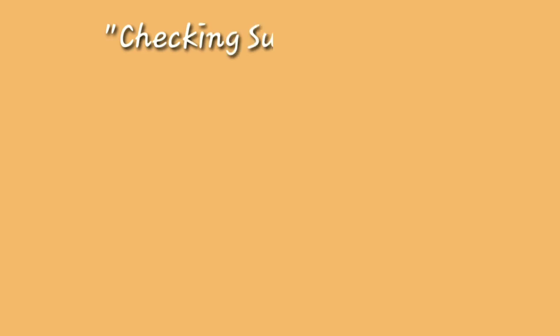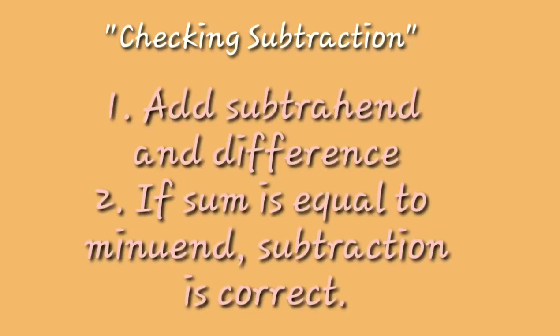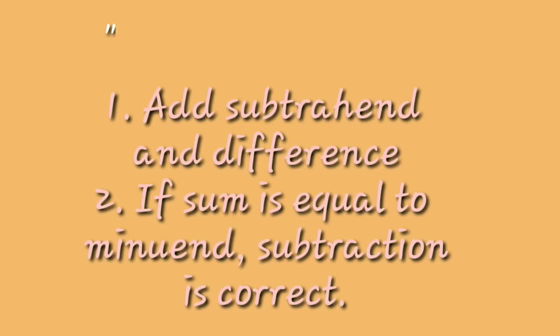Our next topic is checking subtraction. After finding the difference in subtraction, you first have to check whether the answer is right or wrong. For this, you have to follow certain steps. What you have to do? You have to add the difference obtained and the subtrahend. If the sum is equal to the minuend, the subtraction is correct. Otherwise, there is a mistake in the calculation. Let us understand this with the help of an example.